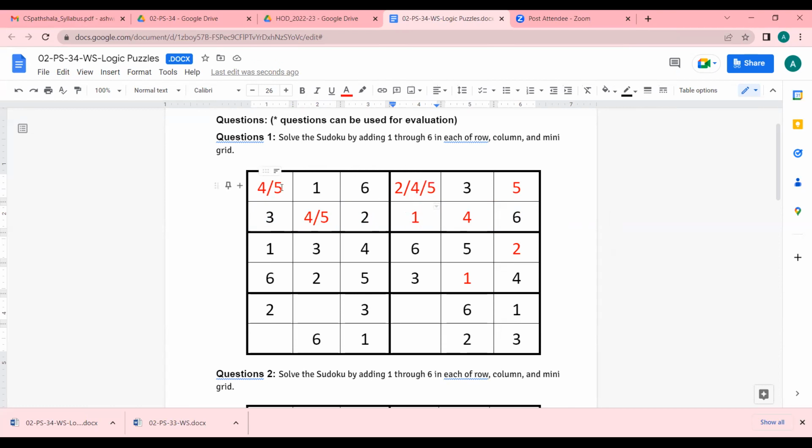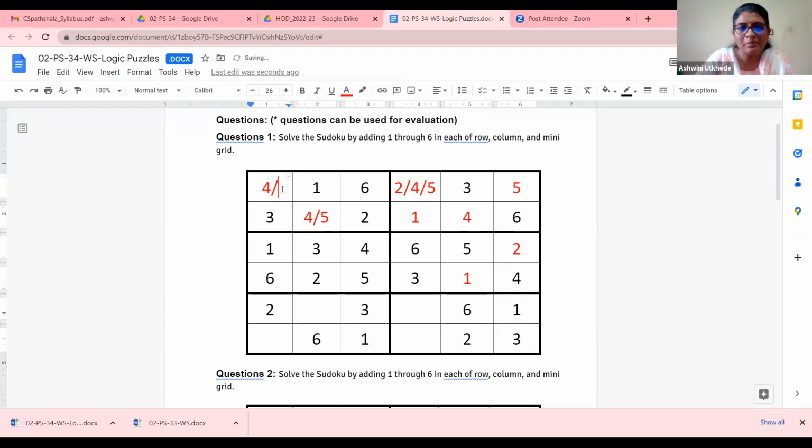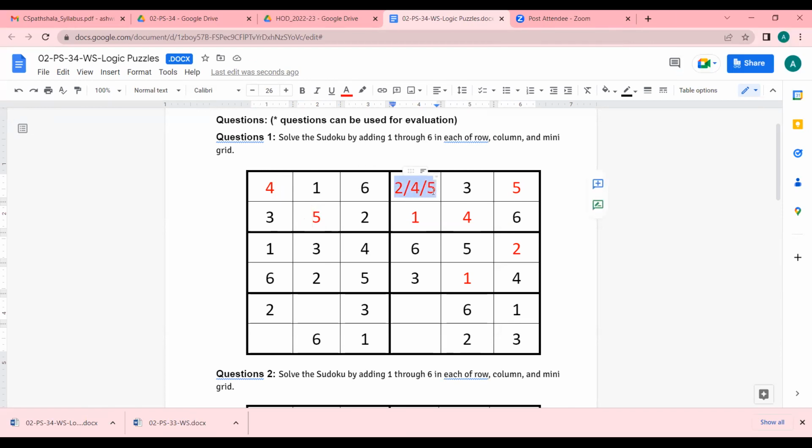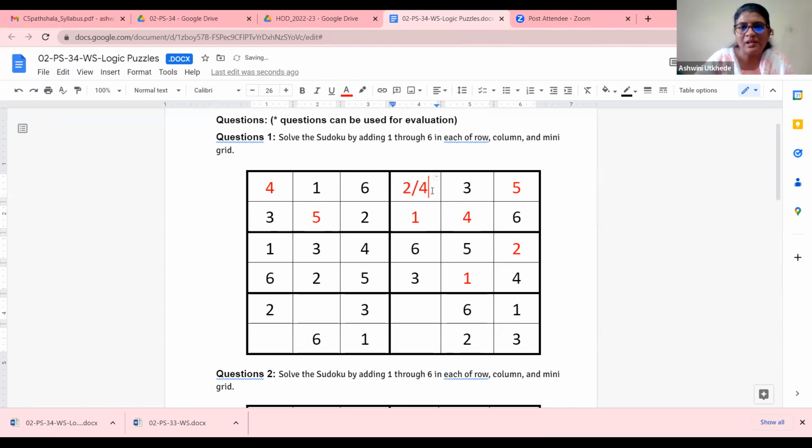In the first column, 5 will be eliminated because 5 is already in this row. Vasant, sir is correct. 5 will be eliminated and 4 will be fixed. And now here, 5 will be fixed. Yes. And now let us think about this cell where we have 3, 4 and 5. 4 is fixed and 5 will be eliminated. So now we are done with the 4 mini grids.